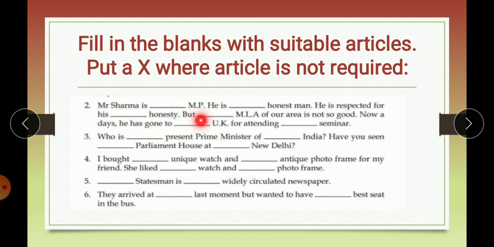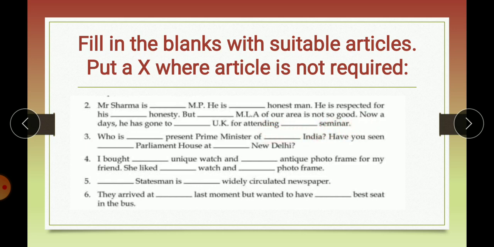But the MLA of our area is not so good. Now over here before MLA we are not putting a MLA, we are putting the MLA. The reason is we are talking about that MLA who is of our area. So हमने वो specify कर दिया, particular MLA की बात हो रही है. That's why we are putting the. Nowadays he has gone to the UK, because with UK or USA we are putting the, for attending a seminar.